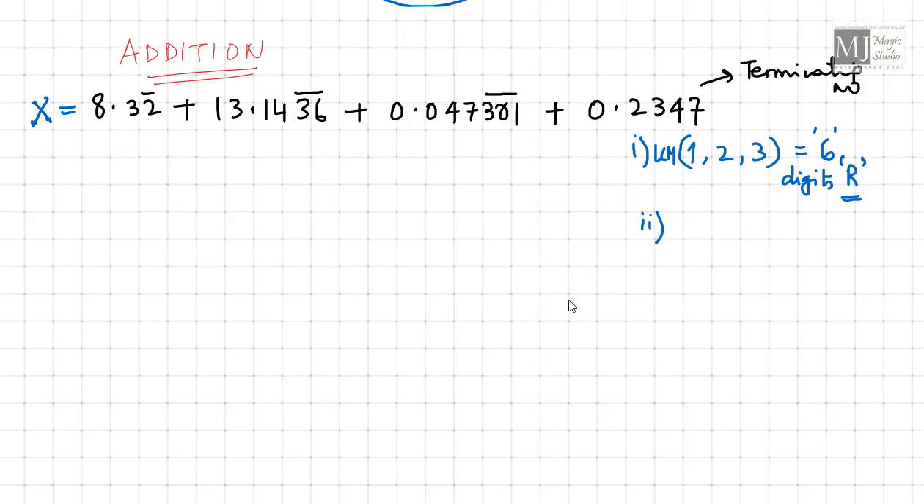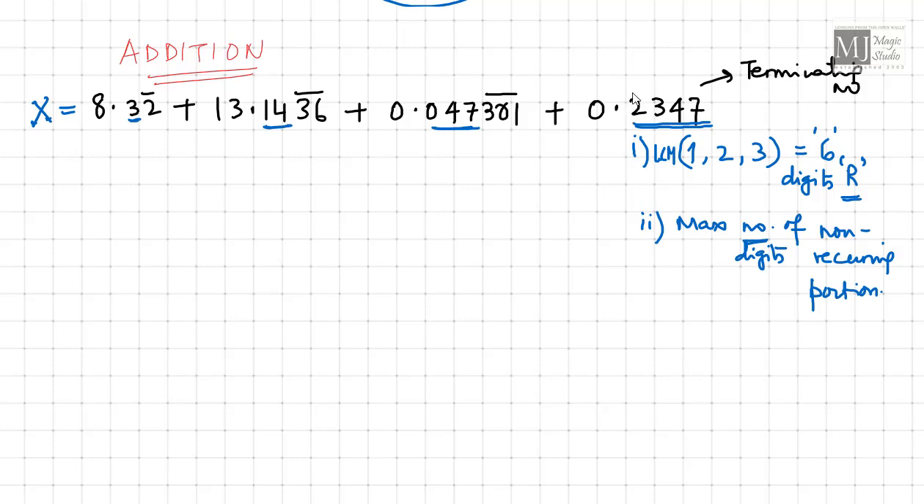Now, what next? We also need to find the maximum number of non-recurring portion. Maximum number of digits in non-recurring portion. How to identify that? So that you need to identify the biggest of the non-recurring digits. This is 1. Here we have 2 digits. Here we have 3 digits. And here we have 4 digits. These all are non-recurring because it itself is a non-recurring number.